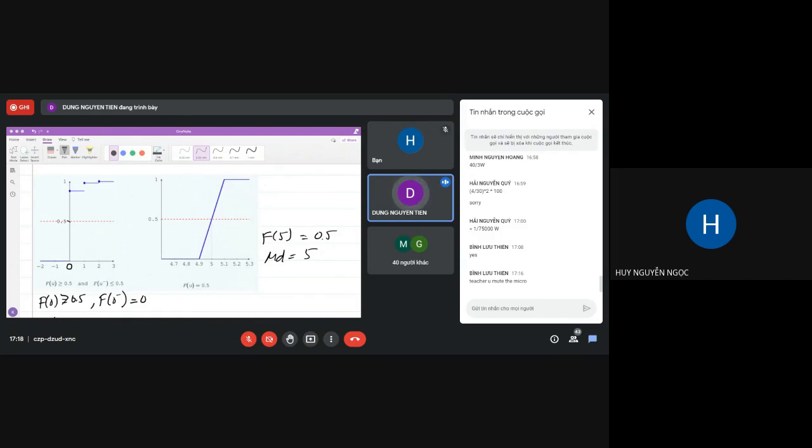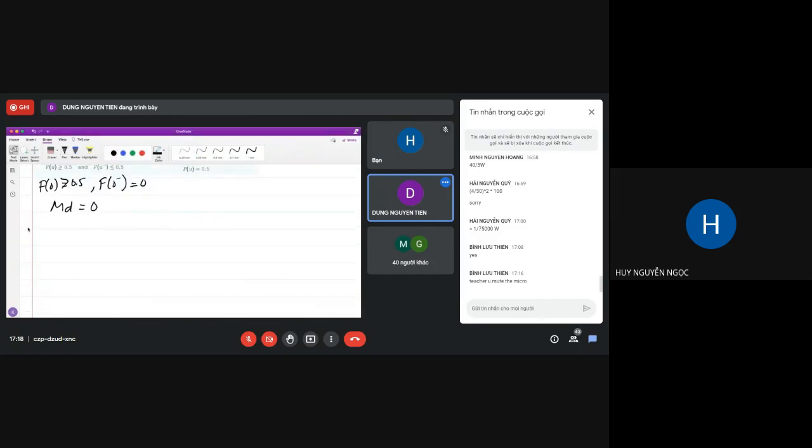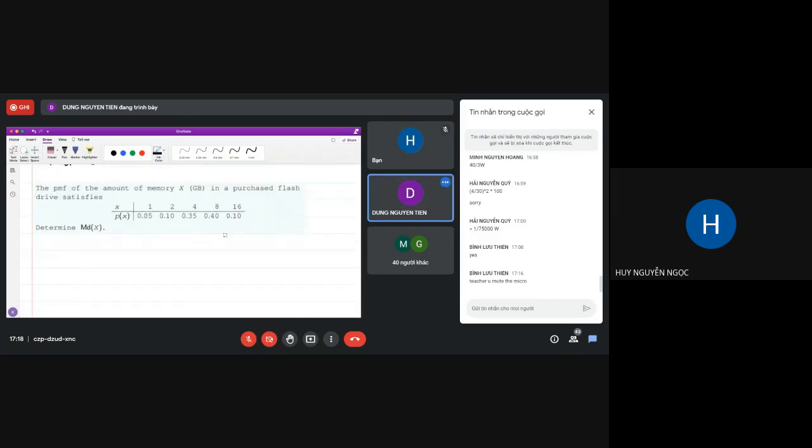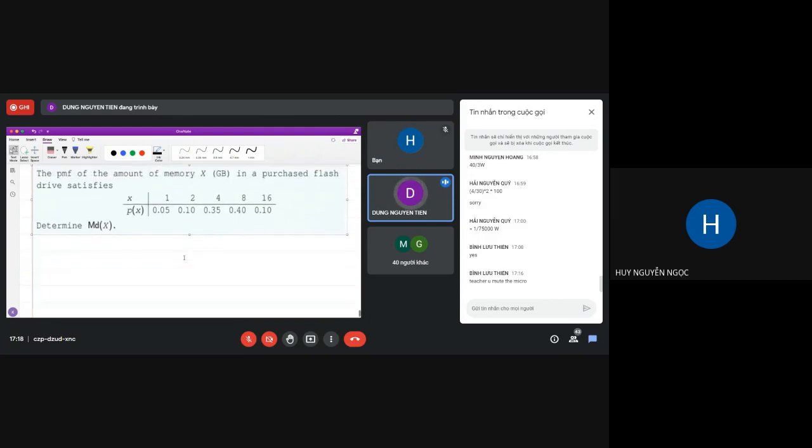Okay, let's consider the following example. The PMF of the amount of memory X in a purchased flash drive satisfies the following table. Find the median of the random variable X. Can you find it?